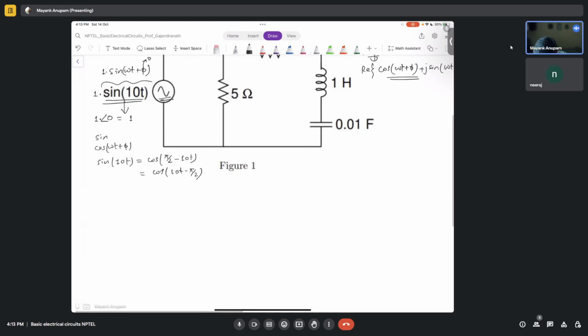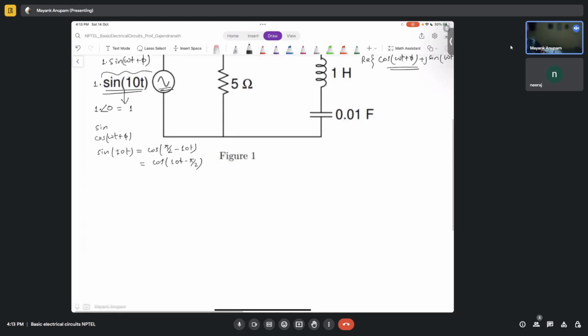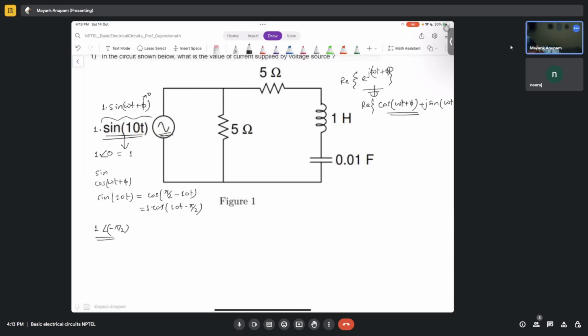So in that case, what is the phase now? The amplitude is 1, and the phase is minus pi by 2, so it is 1 angle minus pi by 2. This is the phasor for this one. So this can be replaced with 1 angle minus pi by 2. Cool, this is done.